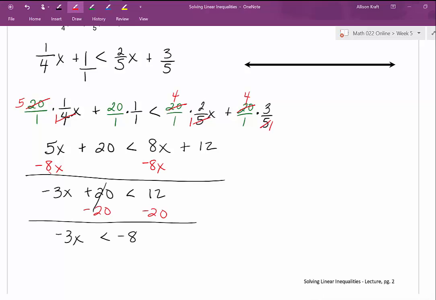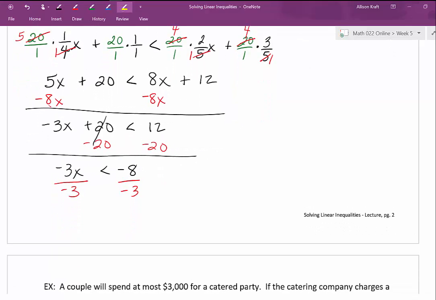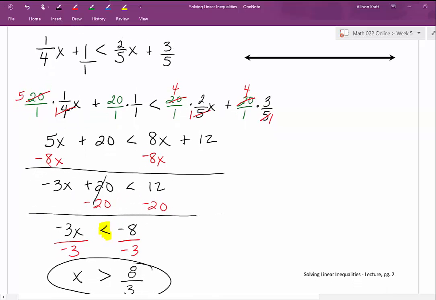Last thing we need to do is divide by our coefficient. Notice that we're dividing by a negative number. So since we're dividing by a negative, we got to make sure to flip that inequality symbol. So this is going to be x is strictly greater than, we have a negative divided by a negative, which is going to be positive 8/3. There's the solve. Now we want to graph it and write our notations.